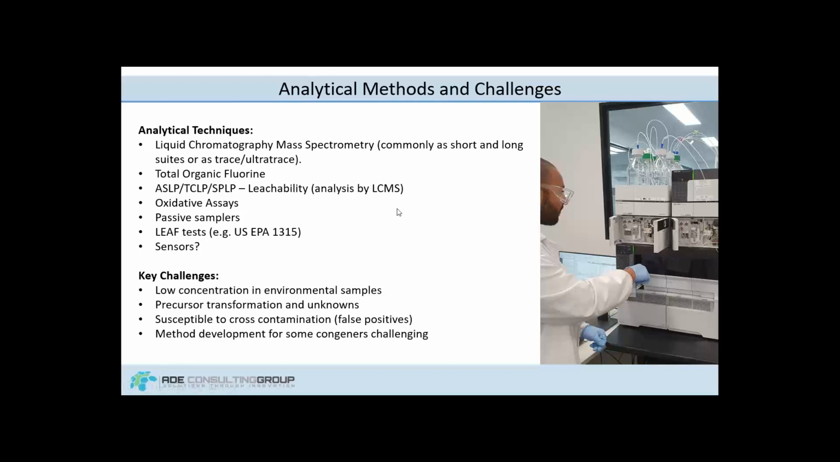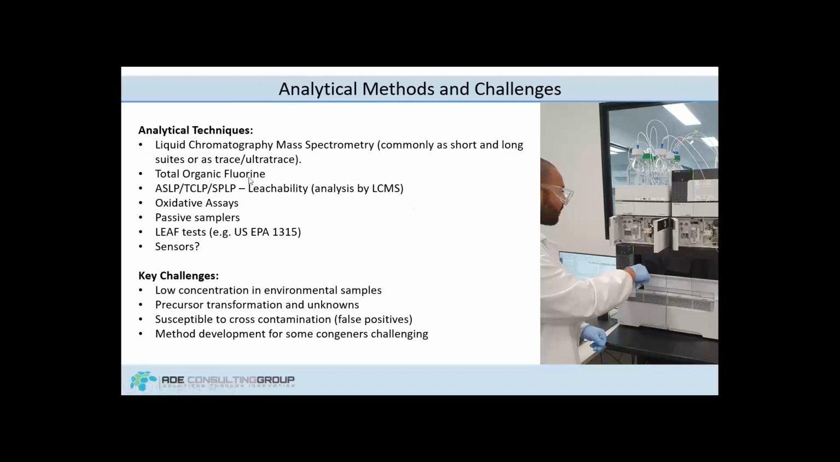Typically, this is done by LCMS, and we typically run these as trace or ultra trace suites, so looking at how big a microscope we apply to it, and there's a long or short suite. So these suites can be just simple congeners like the ones I discussed earlier, or a larger suite that contains precursors and all sorts of other things. There are some other tools out there that we typically use, like total organic fluorine, which aims to quantify the fluorine in the soil, and then through use of other techniques or by difference determine what percentage is likely to be PFAS.